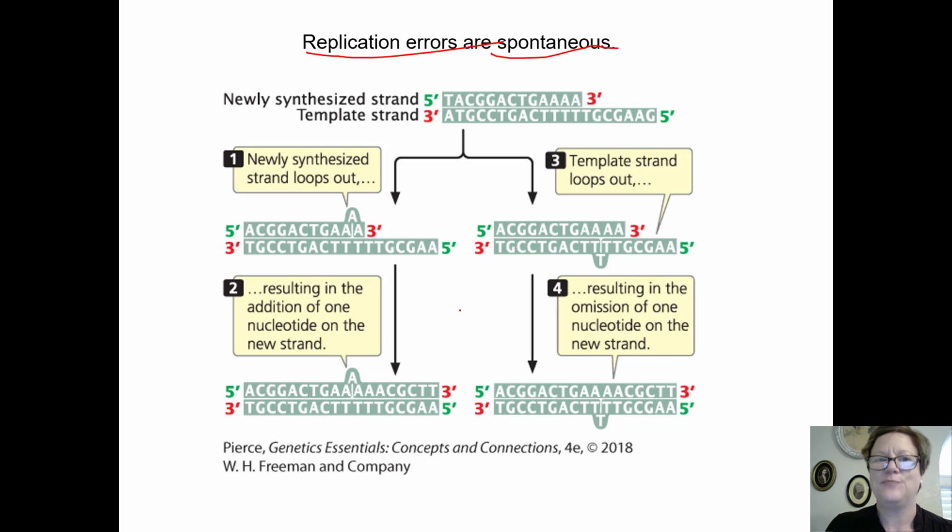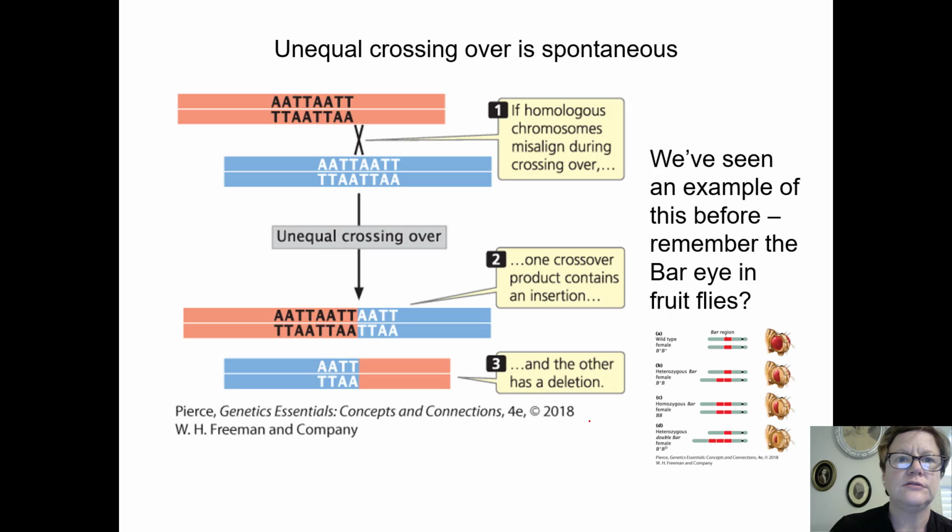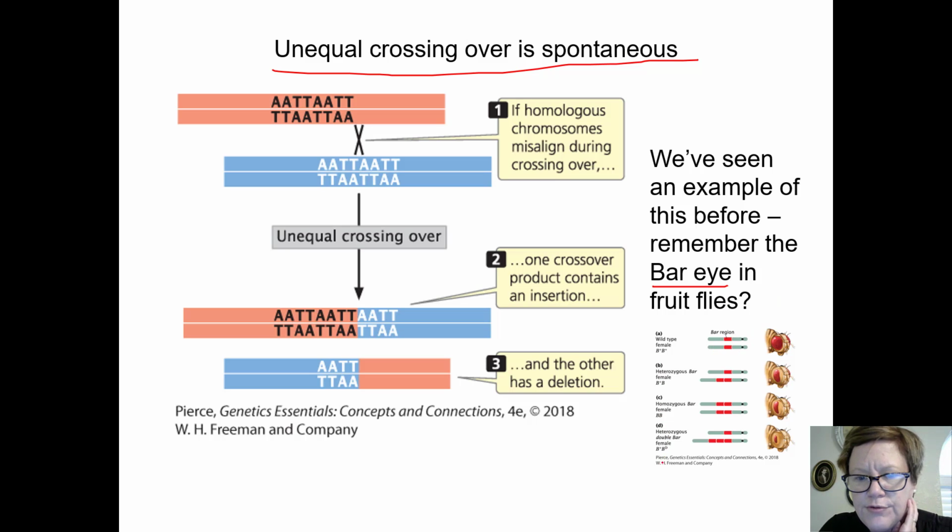It's always the polymerase's fault, even though it sort of isn't. But the polymerase takes all the blame. So these kinds of insertions or deletions can come from errors during replication. Now here's one that we don't blame on polymerase. It's called unequal crossing over. It is spontaneous, meaning there's nothing you can do to prevent it. But you may remember in the Bar eye in the fruit flies, which was several chapters ago, and I put a little miniature here so you can remember this.